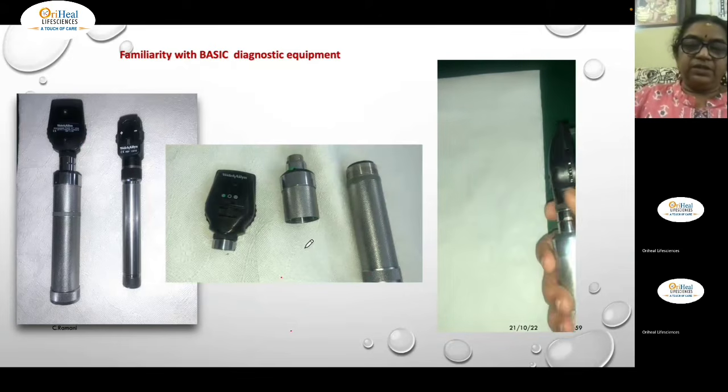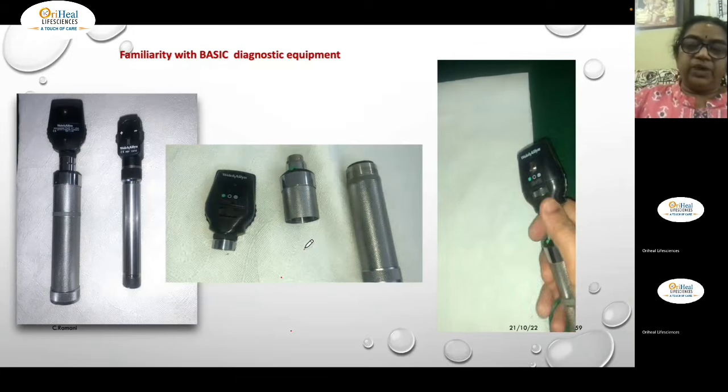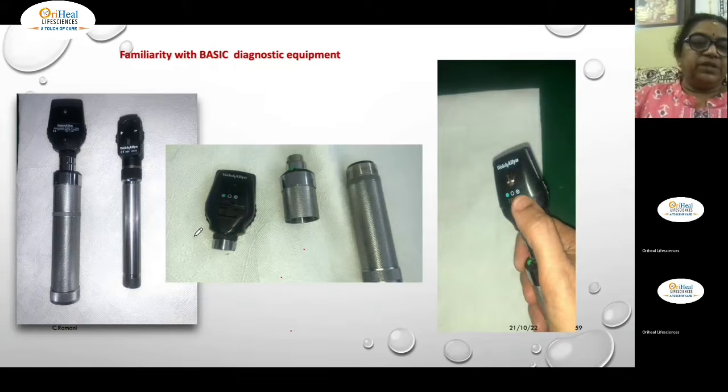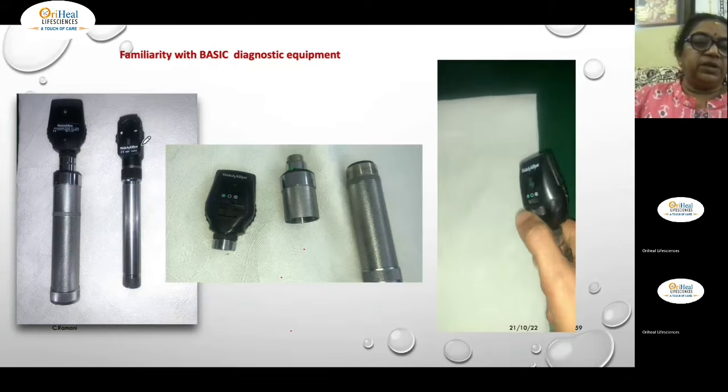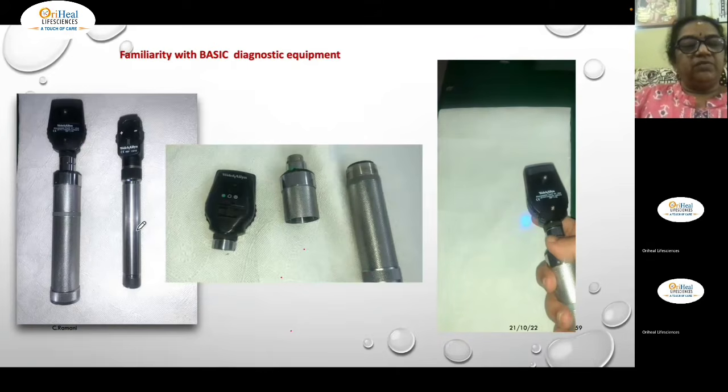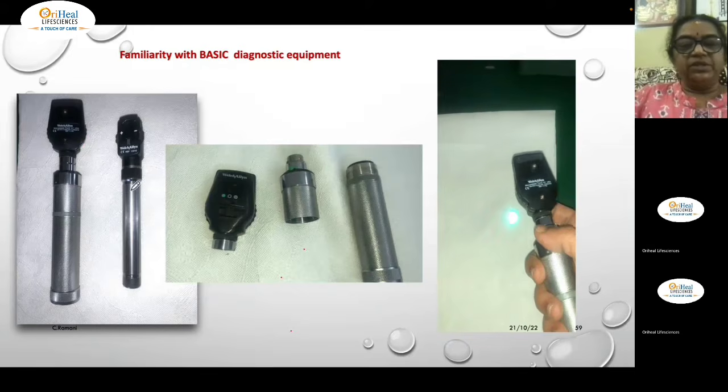And in this, you actually have a rechargeable battery. That is very important. But these pocket-sized Welch Allyn direct ophthalmoscopes will have ordinary batteries. When you use these batteries, they will all become weak. That is why I don't prefer this. Always try to use a rechargeable battery.